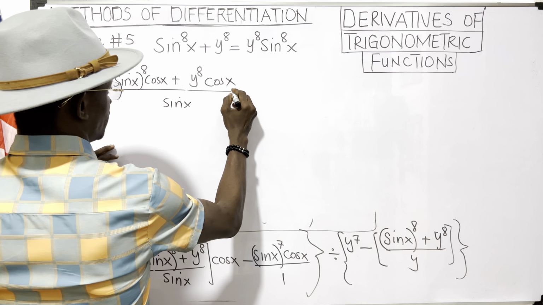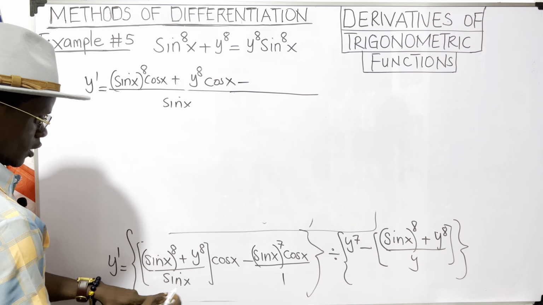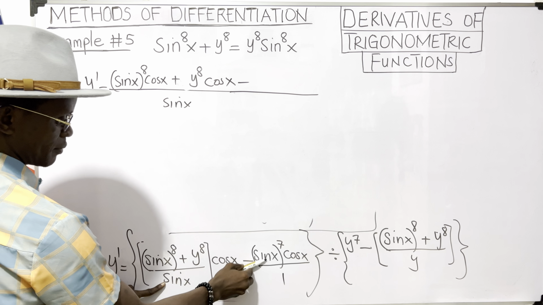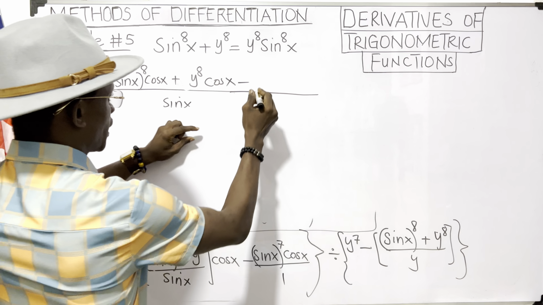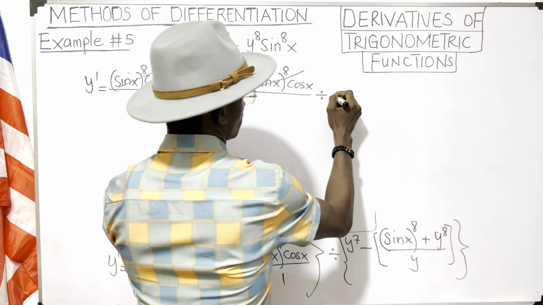Then we have minus. So 1 goes into sine of x is sine of x. Sine of x times this one. So it's like saying sine of x times sine of x raised to the 7th power. That will be sine of x all raised to the 8th power. Then cos of x. So what do you observe? This term cancels this term. So let's go in the denominator, divide. On this side as well, we do the same thing.